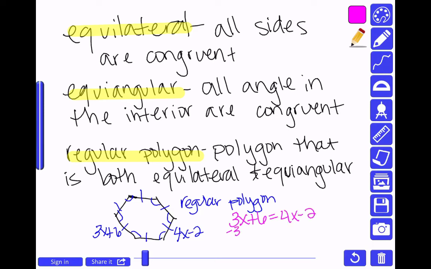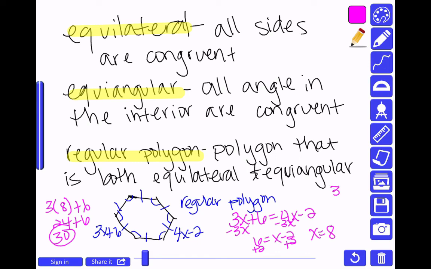So I'm going to subtract 3x on both sides. So 6 equals x minus 2. Add 2. X equals 8. Now plug in an 8. So 3 times 8 plus 6. 24 plus 6 is 30. So the length of the side of this hexagon is 30, which means now I can actually find the perimeter of the hexagon. How would I do that? Well, again, all the sides are the same. If there are 6 sides, 30 times 6 is 180. So the perimeter is 180.